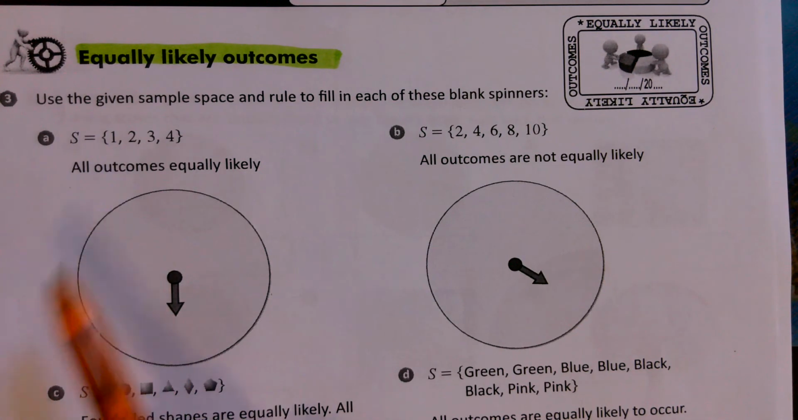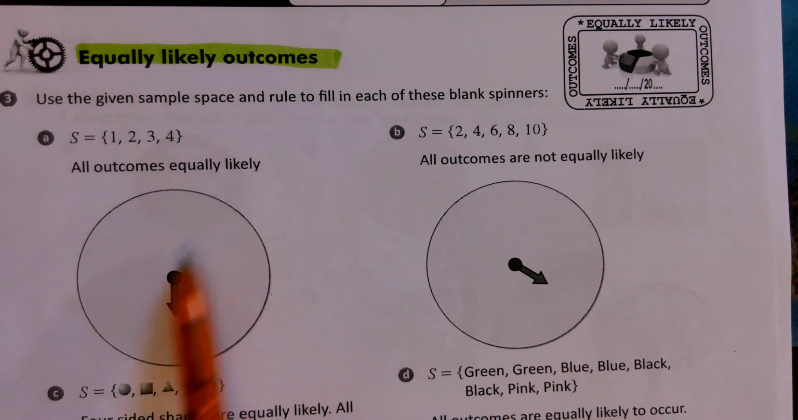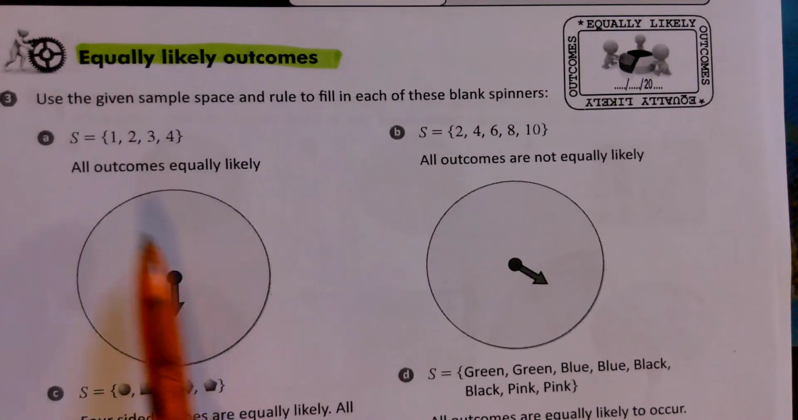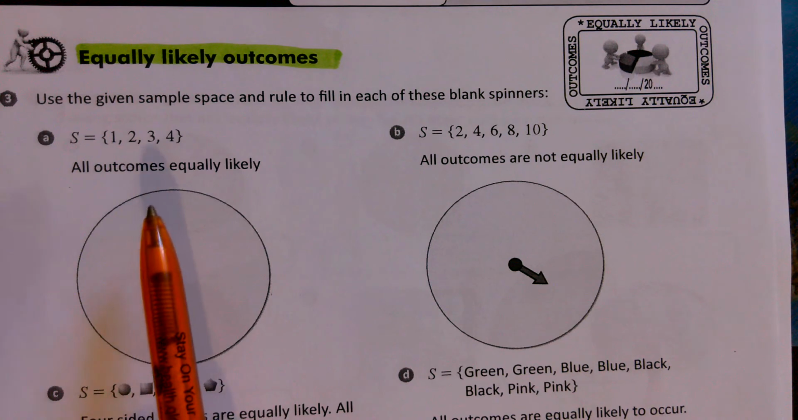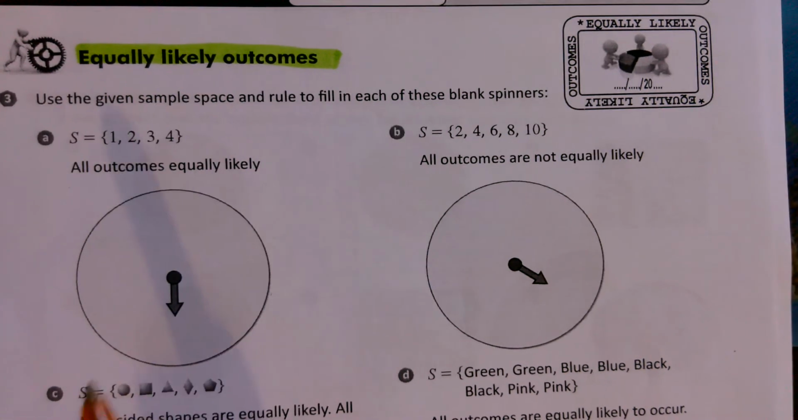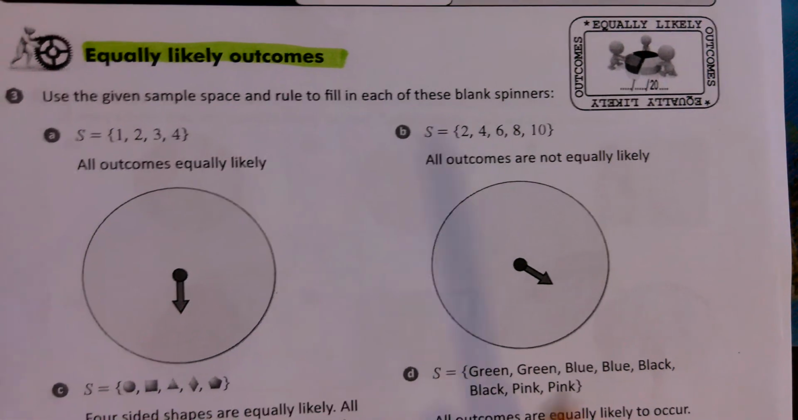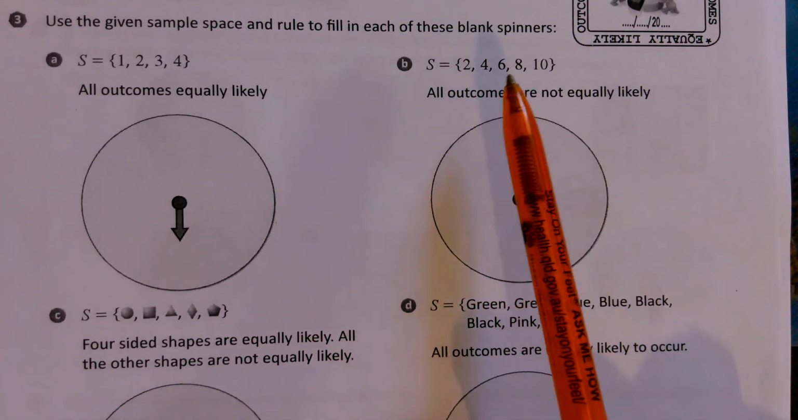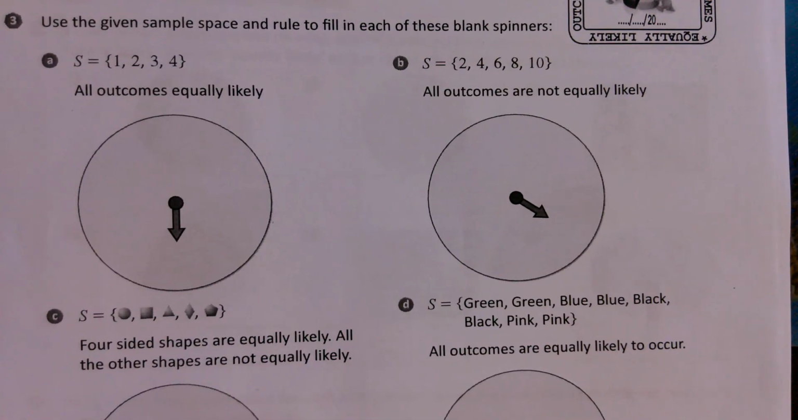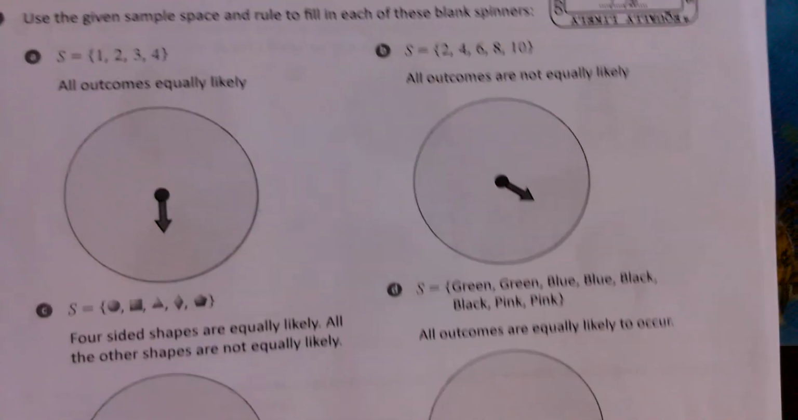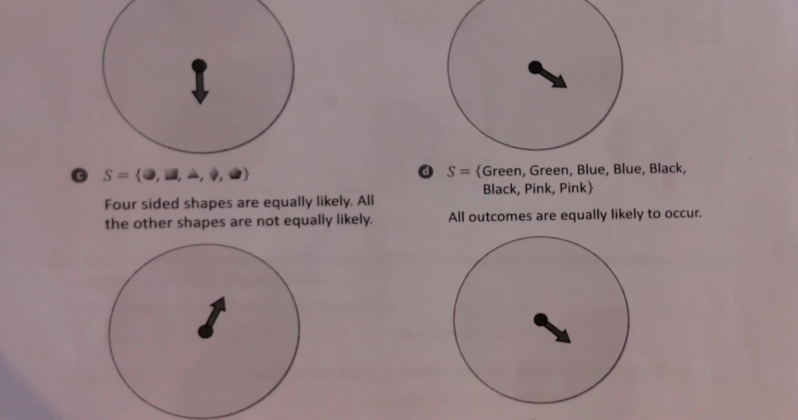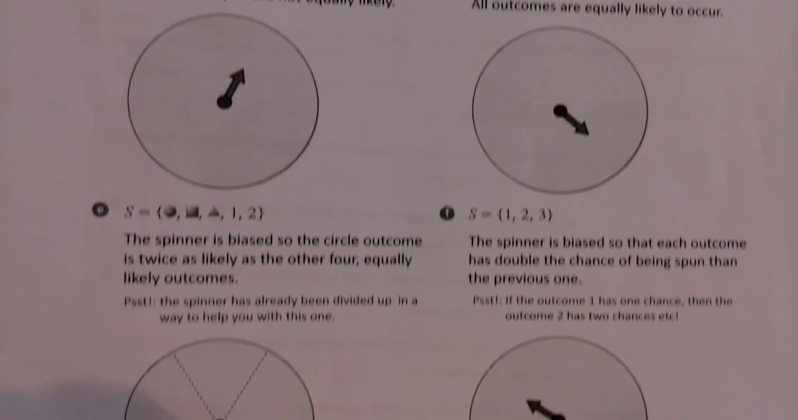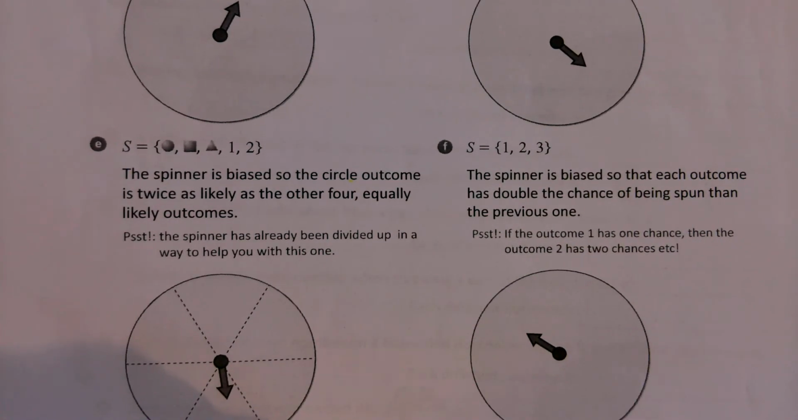Use the sample space provided and you need to make them. So if you've got 4 numbers and they've got to be equally likely, your 4 numbers have to be the same size. This one here, not equally, so those 1, 2, 3, 4, 5 numbers, as long as they're different, all good. Have a go at all of your questions. See how you go.